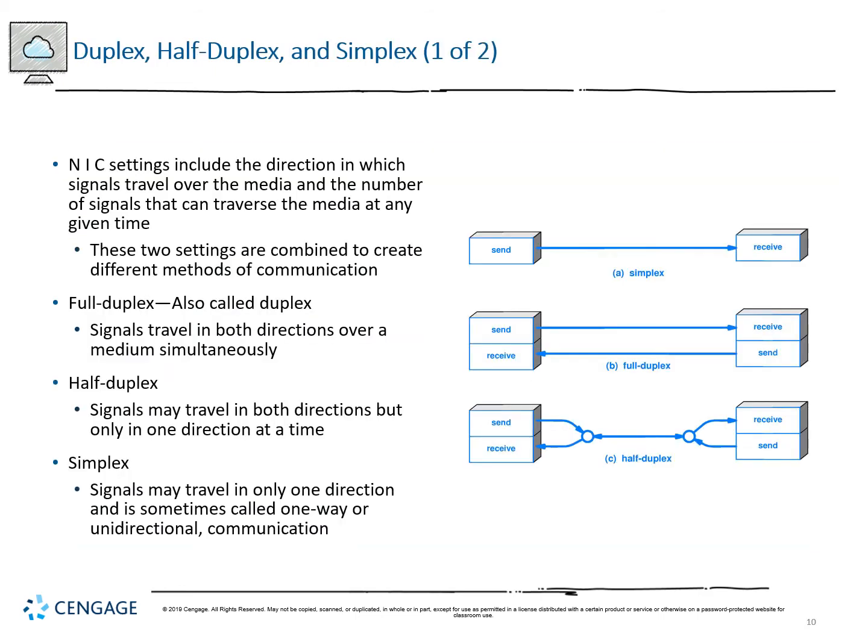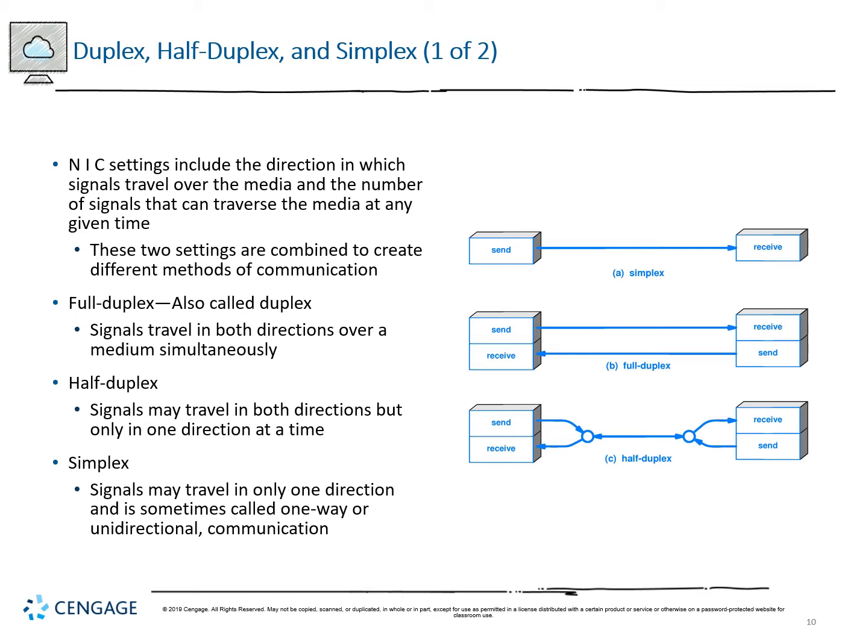Now, when things are being transmitted, we have to deal with how these transmissions are going to communicate with each other over shared mediums. So the NIC, the network interface card, is going to include the direction in which signals can travel and the number of signals that can travel at a given time. We combine these settings to create different methods of communication.